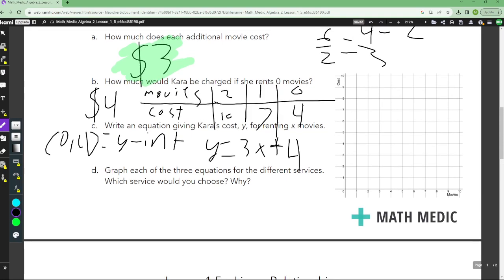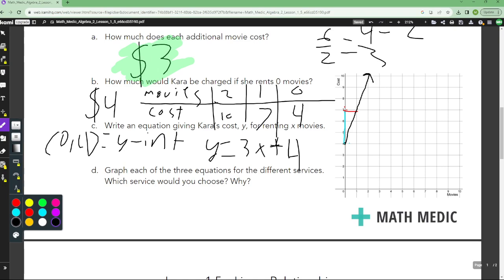So now we're going to graph the 3 equations. The first one we'll graph is, we will do Kara's first. So y-intercept of 4 here. And we'll do rise over run. Up 3 over 1. So this is going to be a ray, if you remember from geometry, continuous one way, because you can't get negative movies. So we're just going to go up here and then just go up another. That's our ray.